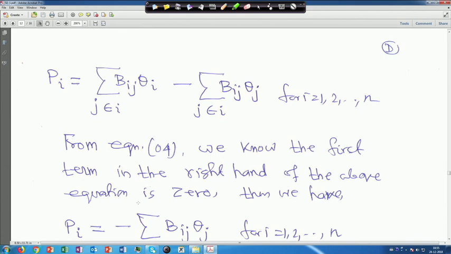So, the first term on the right hand side of the above equation is 0. A question to you: why is it 0?